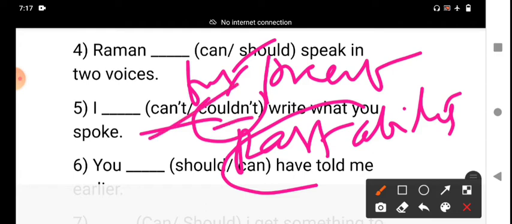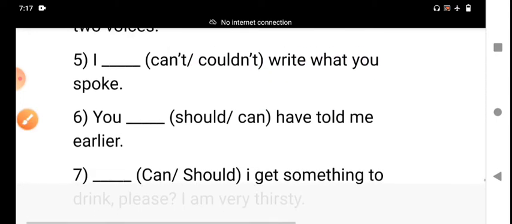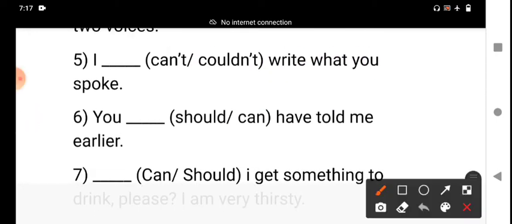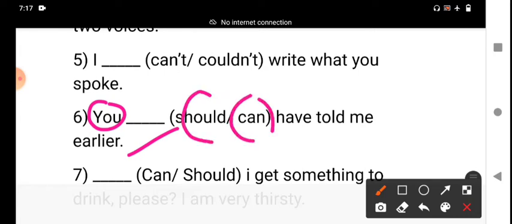My dear students, you should understand the functions of the modal verbs, all the uses of the modal verbs, and then only you write the answers. And then we go to the sixth one. What is the sixth one? You is a second person, and you have told me earlier. Here should is there, can is there. Which is the right answer here?